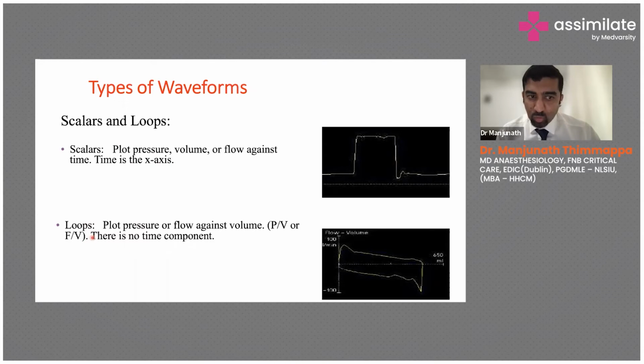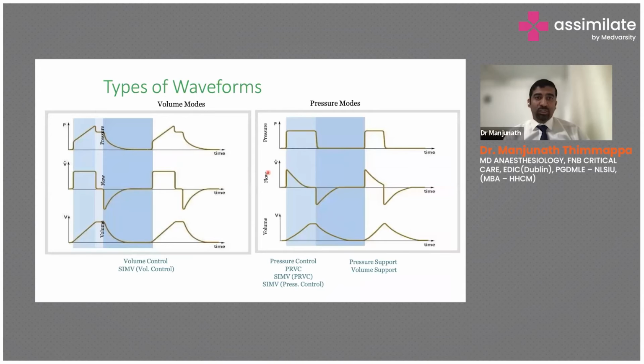Here the loop actually tells us more about the lung parenchyma and structural problems, like compliance and restrictive lung disorders. So, the types of waveforms: the volume mode and the pressure mode, to teach you roughly.